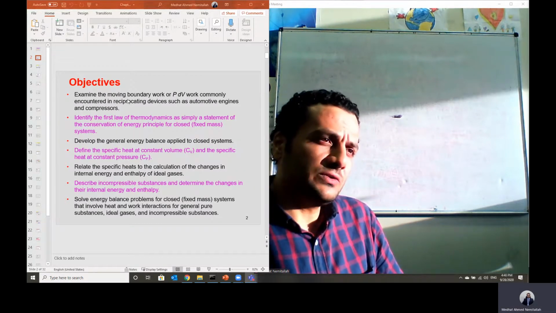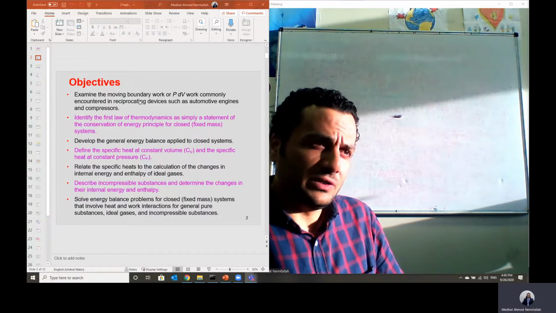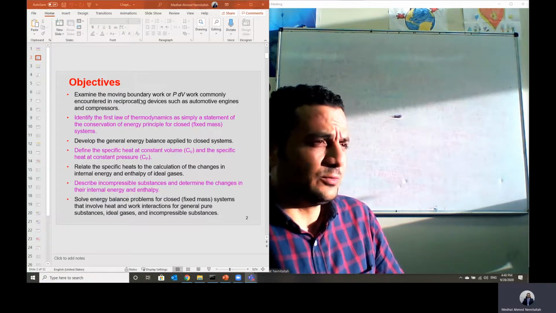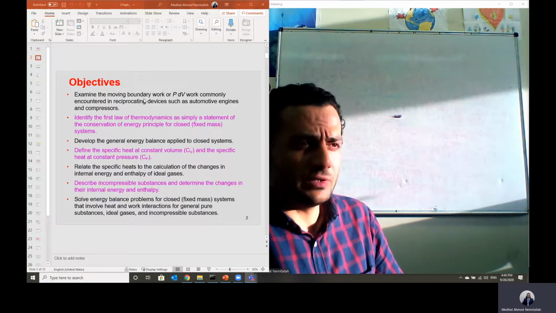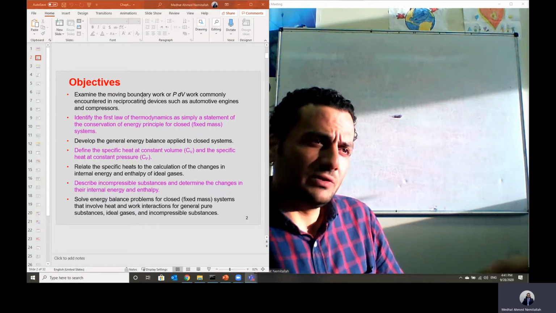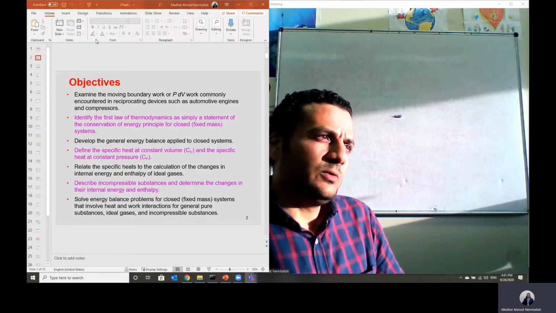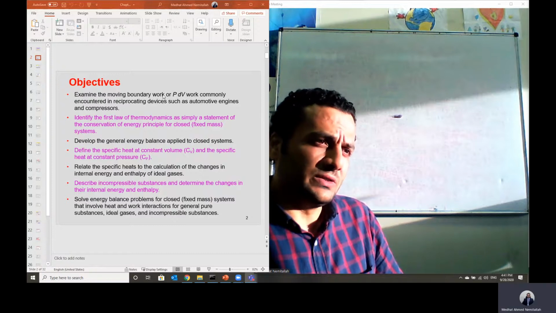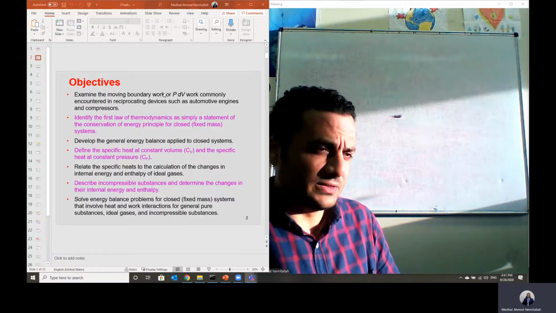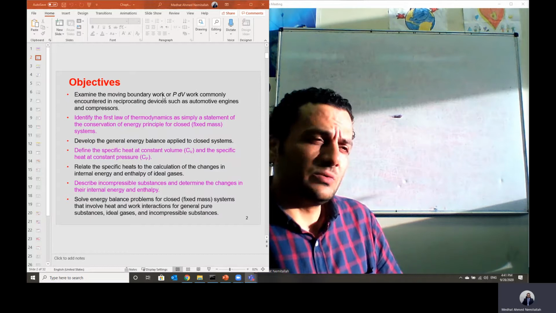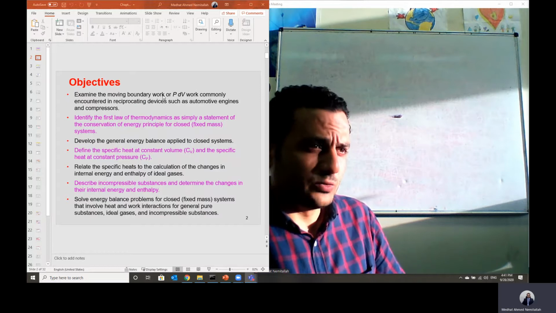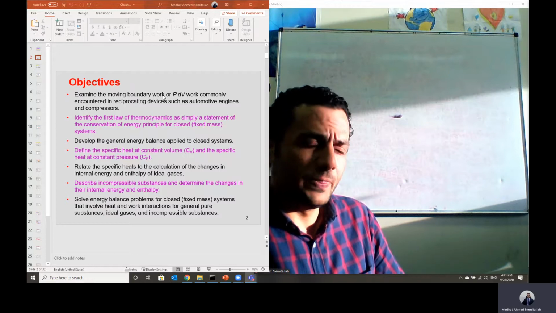Inshallah, we'll examine first of all the different kinds of work, including electrical work. We have also considered spring work, shaft work, and different kinds of work. What is missing is what we call the boundary work, which is the work exerted either on the system or by the system when one of the boundaries is moving. And this work is only applied for the case of a closed system.